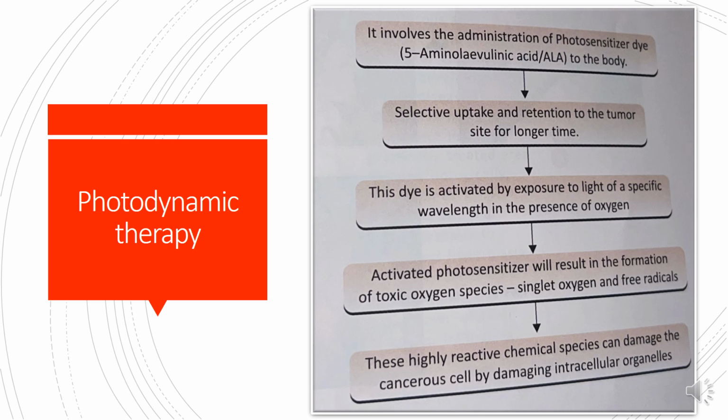Activated photosensitizer will result in the formation of toxic oxygen species like singlet oxygen and free radicals. These highly reactive chemical species can damage the cancerous cells by damaging their intracellular organelles.